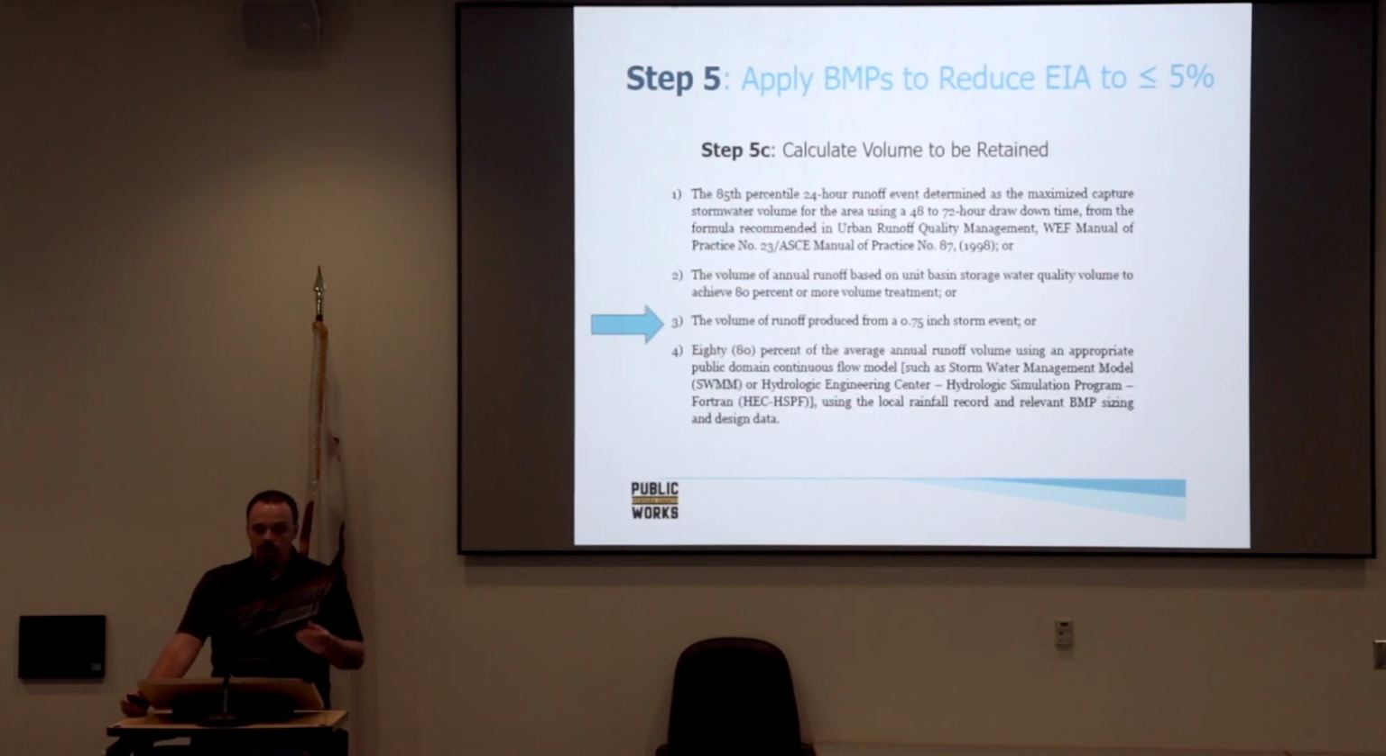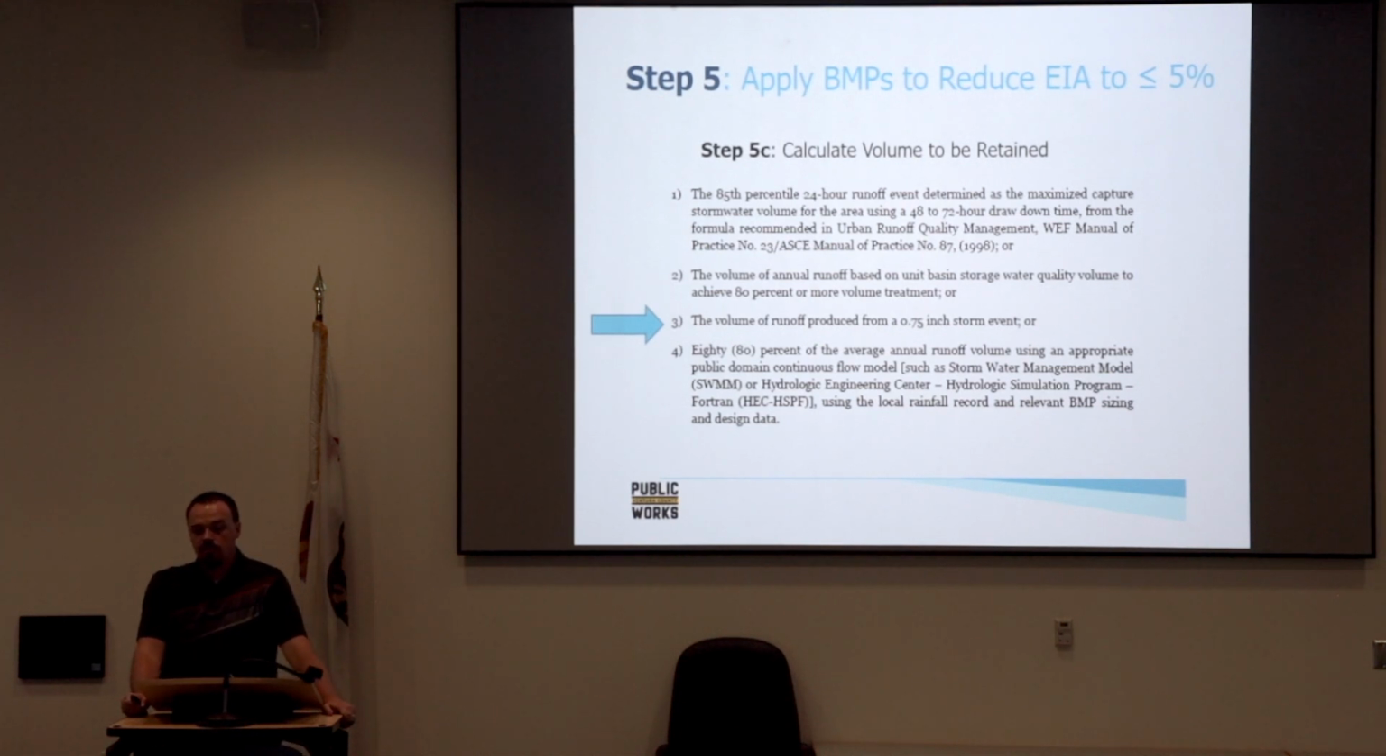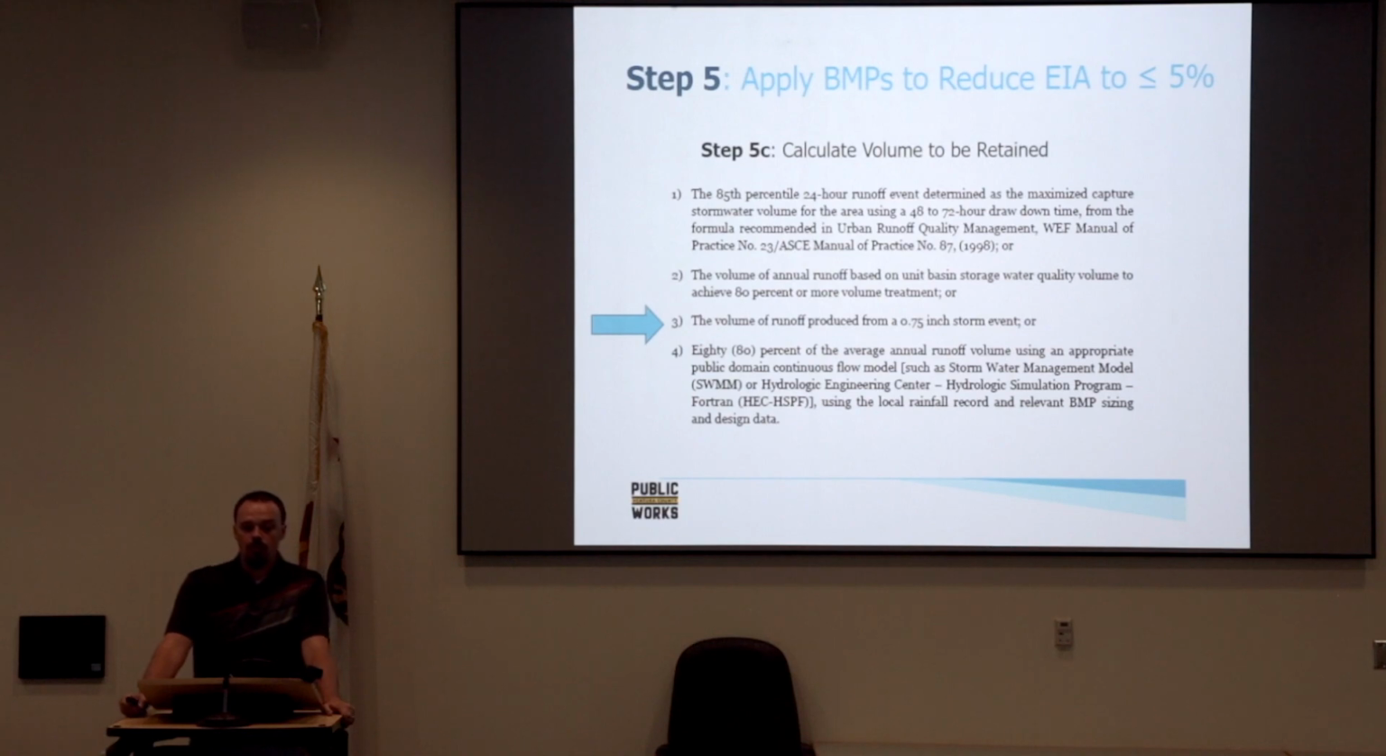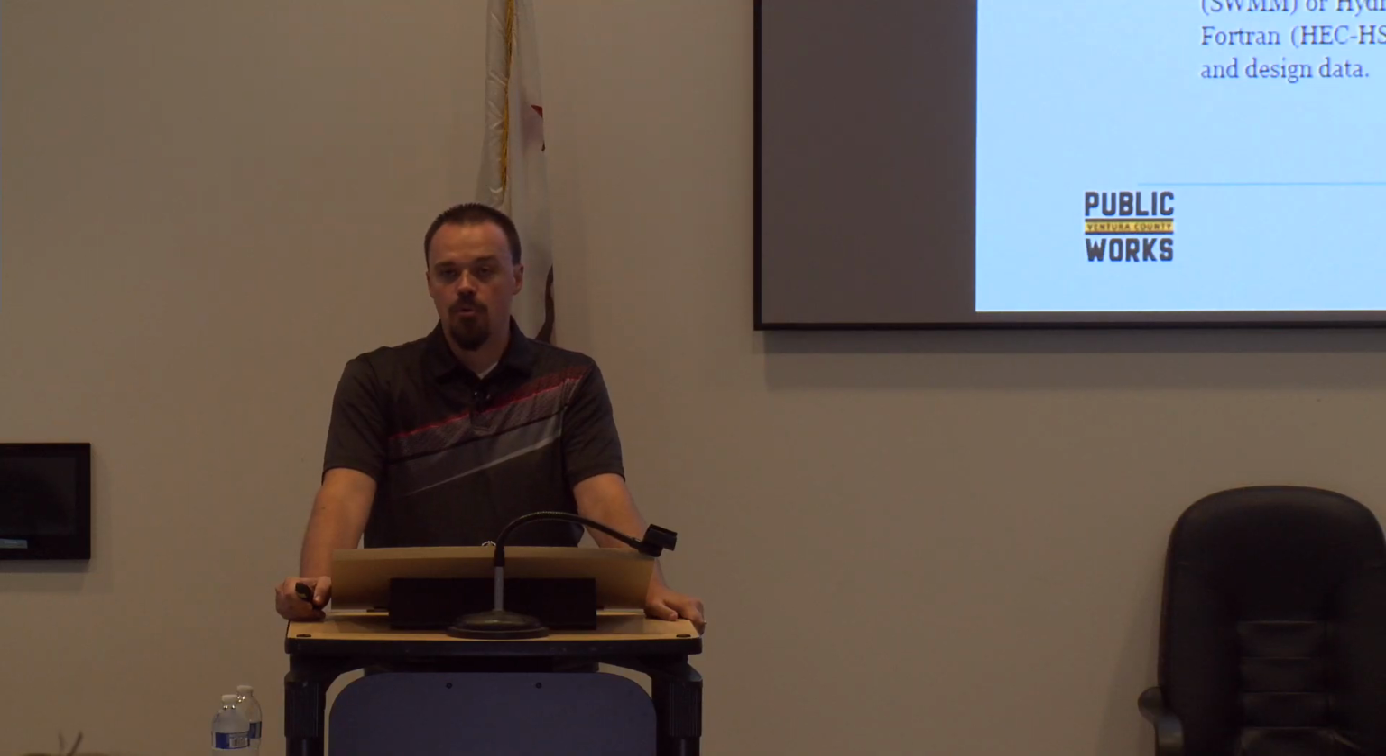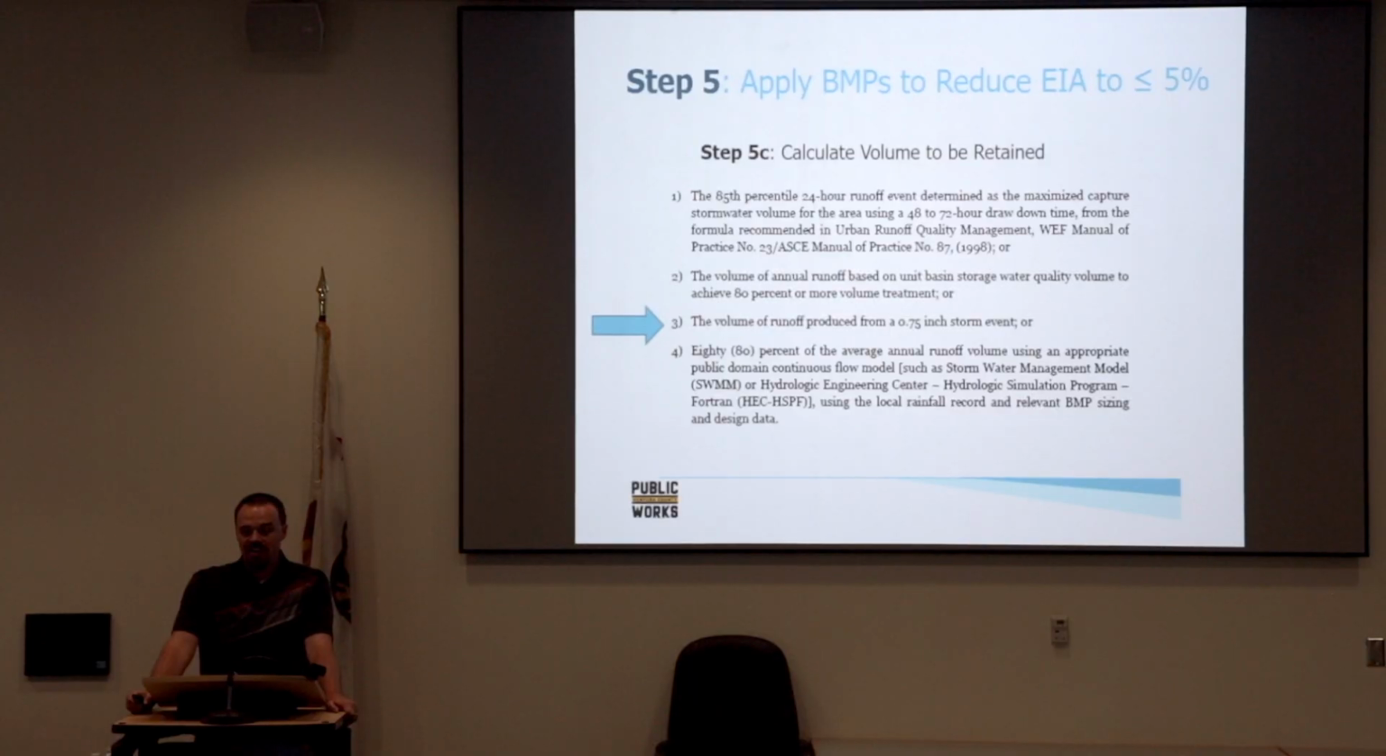So within step 5, step 5C specifically is when you start sizing: how much water do I have to retain? There are 4 different methods that are approved through the technical guidance manual. I would say 99% of the time, everyone goes right to 0.75 inches storm event, which is method number 3, and that is what the whole TGM is based on.